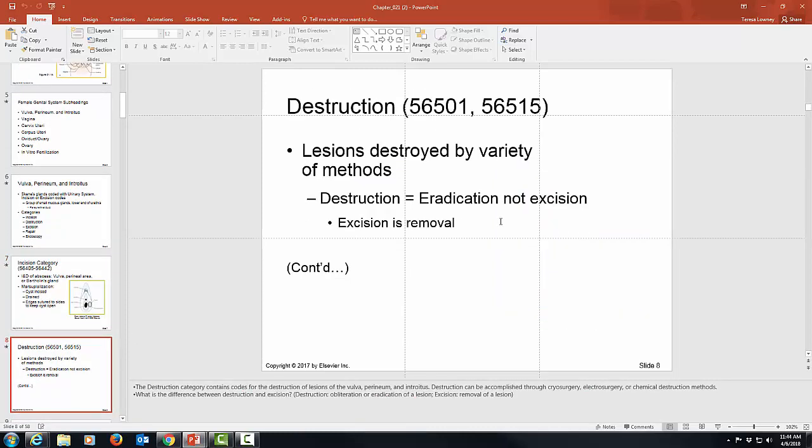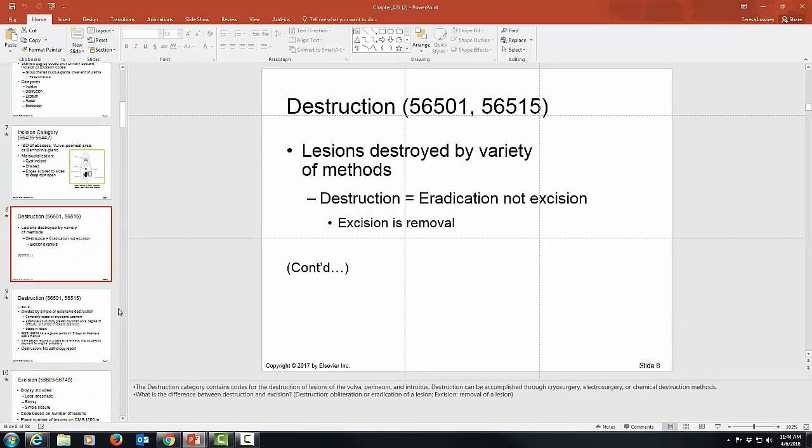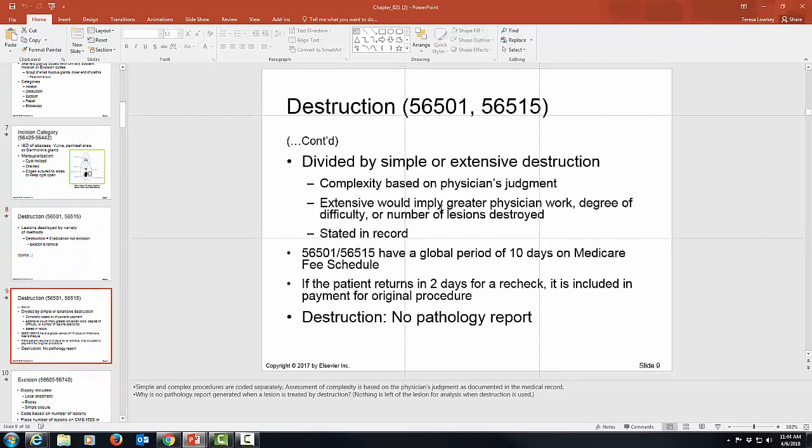Destruction, lesions are destroyed by a variety of methods, and you remember that eradication is not excision. If it's destroyed, there is nothing there to excise nor to send for biopsy. Destruction is divided by simple or extensive destruction, so the complexity depends on the physician's judgment. Extensive would be greater physician work, a greater degree of difficulty, or the number of lesions destroyed. This all will be stated in the record and for you to confirm.